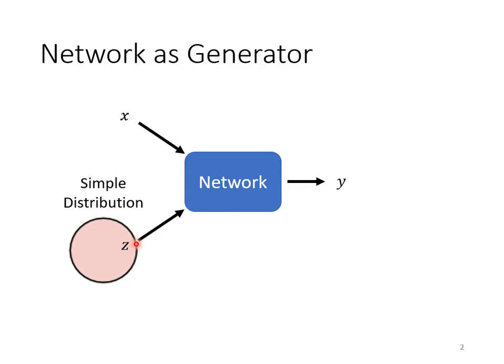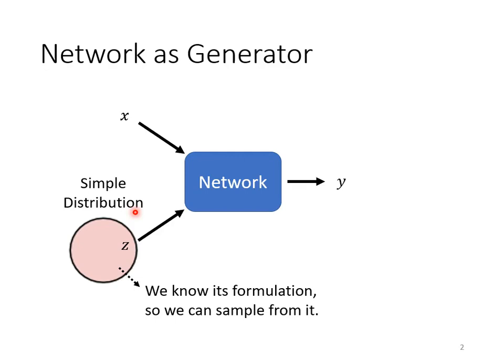What makes z special is that it is not fixed. Every time we use this network, a z is randomly generated. The z we see every time won't be the same, since it is sampled from a distribution. There's one restriction on the distribution, which is that the distribution itself must be simple enough. What does it mean by simple enough? By that, it means that we need to know what its formula looks like. We can sample from this distribution.